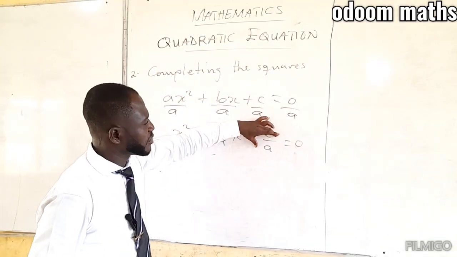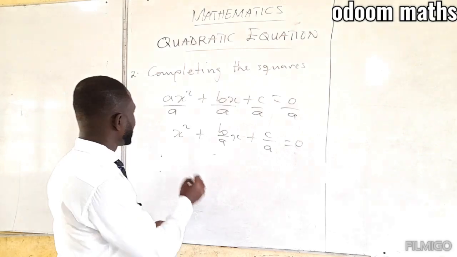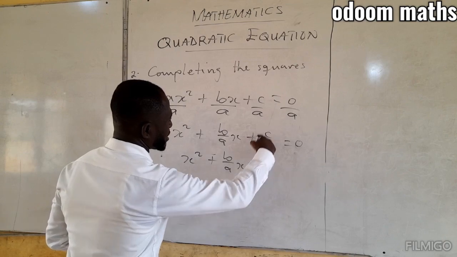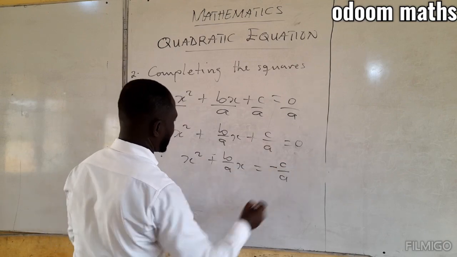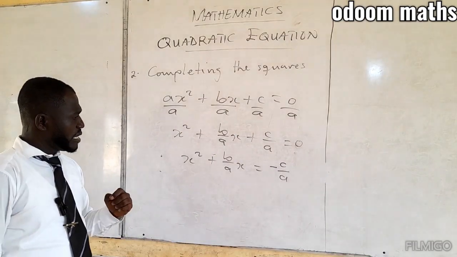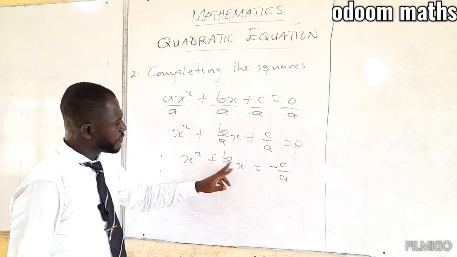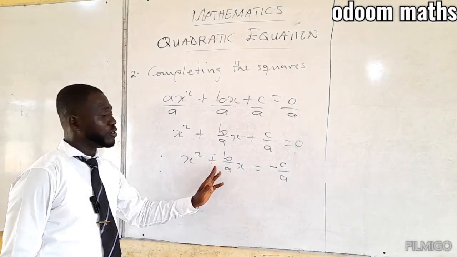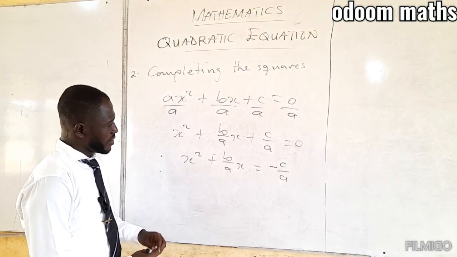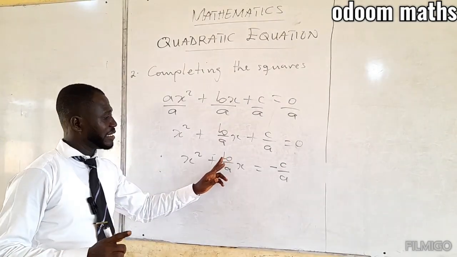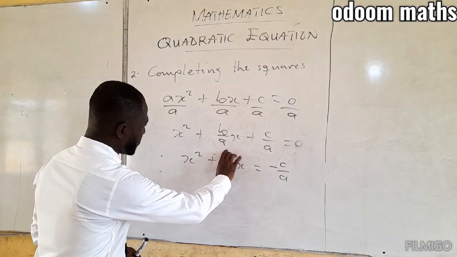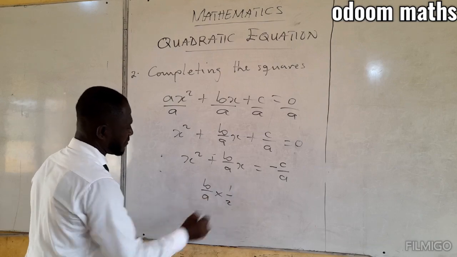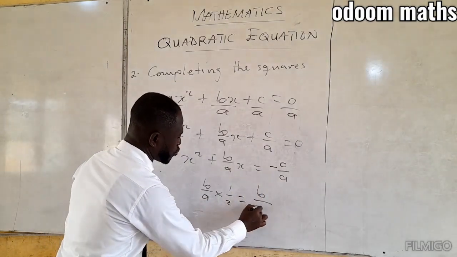Then from here, we are making x the subject. This term doesn't contain x, so we move it to the other side. So x squared plus b over a x equals negative c over a. From here, we take the coefficient of x and multiply by half, or in some cases divide by 2. Then we square the result and add to both sides. So let me take only b over a, that is the coefficient of x. b over a times half is going to give me b over 2a.